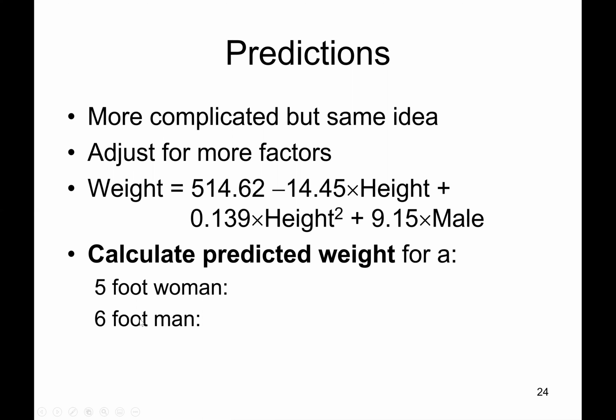And you do the same kind of thing for a 6-foot man. You plug in their heights here, and the only difference, other than the value of height, which will be 72 instead of 60, is that the value of male is 1, because this person in our data set is listed as a male. And so our prediction will have this additional term in it.